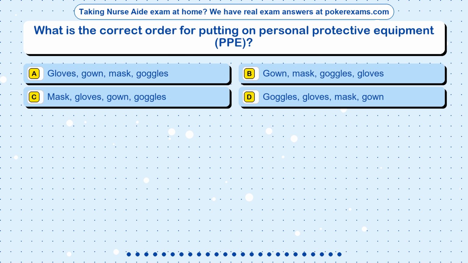Question 11. What is the correct order for putting on personal protective equipment, PPE? Option A, gloves, gown, mask, goggles. Option B, gown, mask, goggles, gloves. Option C, mask, gloves, gown, goggles. Option D, goggles, gloves, mask, gown.